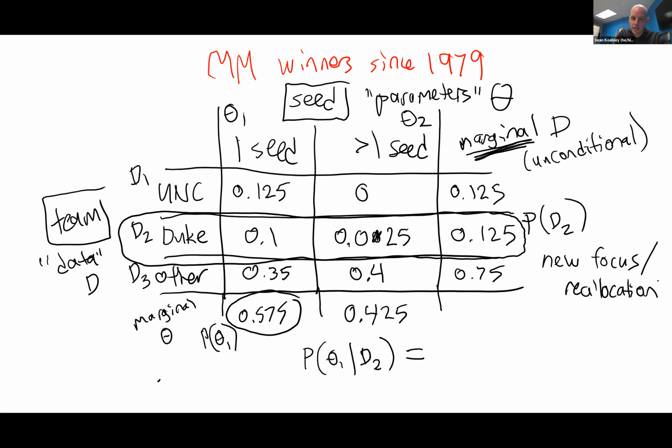Yeah, and if we're not sure how we got 0.8, we're looking at the probability that the winner was a #1 seed and the winner was Duke. So that little comma means and, which is this term right here. We're dividing that by the probability that the winner was Duke.